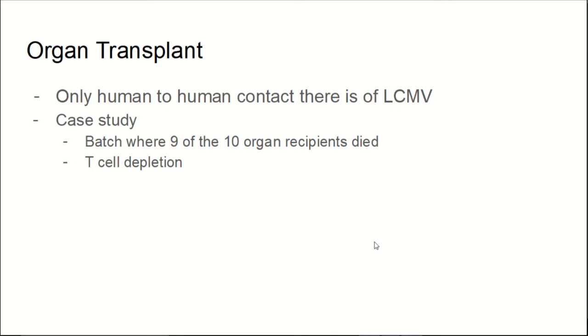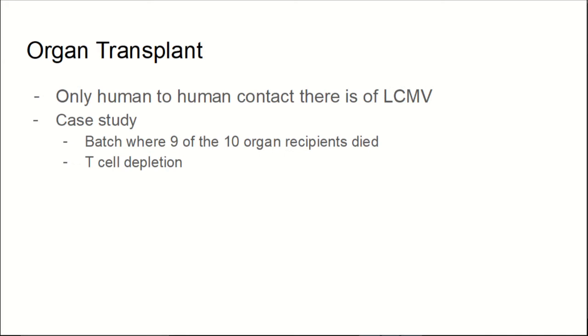All right, and so the other form of transmission is through organ transplant. There was a study of 3 donors that donated their organs to 10 recipients, and 9 of the 10 recipients died. As far as the donors, 2 of them had no clinical or laboratory signs of infection at the time of donation. The other donor had fever and CSF lymphocytosis, but he was negative for HIV, hepatitis B and C, and human T lymphotropic virus, and he met the Organ Procurement Organization criteria for organ donation. So they didn't test for LCMV. They tested for everything else, and since he checked out, he was able to donate.